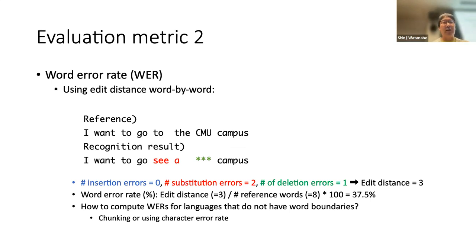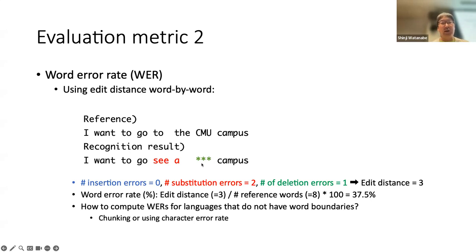For example, in this case, we have these two words that are wrong, right? And these two may become "see" and "that" for the CMU, not sure exactly, but may become "a". That becomes "a", and this part is actually missing. So there are two types of error in this example. This part is called substitution errors, and this part is called the deletion error.